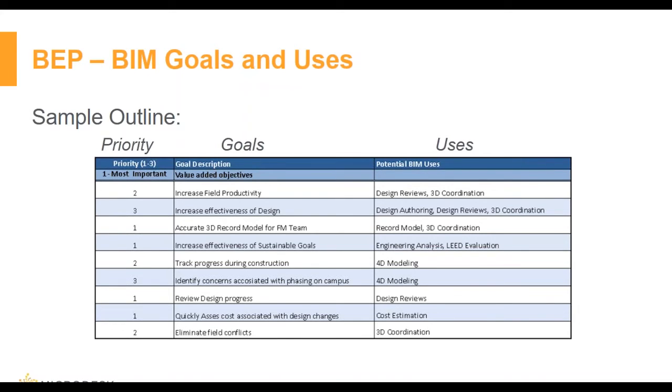And to the left, we have a priority column. This is essential because, of course, you're not going to have one goal on this project. You're going to have several goals. Some of them are more important than others. So, for instance, if you want to be able to increase effectiveness of sustainable goals, that's priority number 1, you have to use it for engineering analysis and other types of analysis as well. If you want to record an accurate 3D model and use it for FM, you need to be able to do 3D coordination. So each goal can have different priorities and can have different uses.